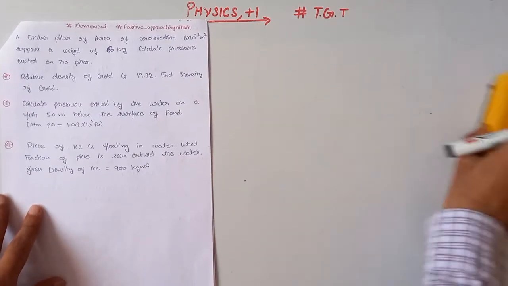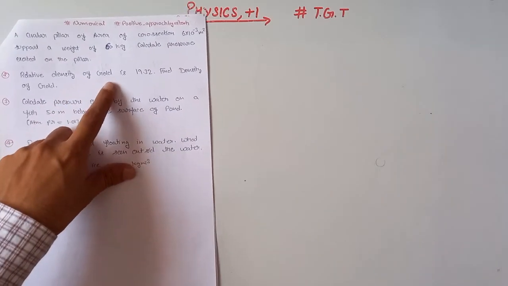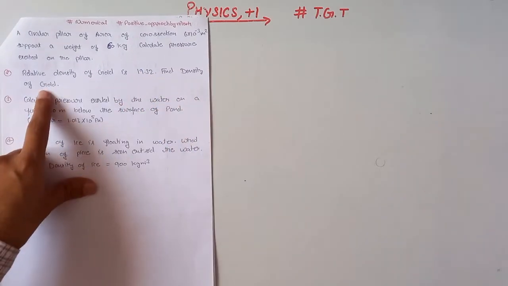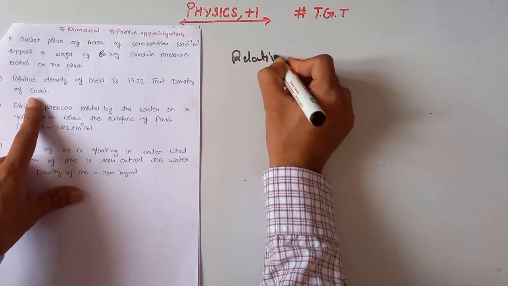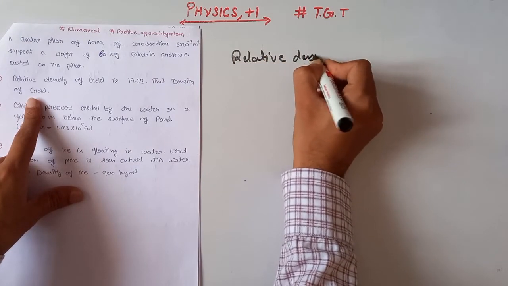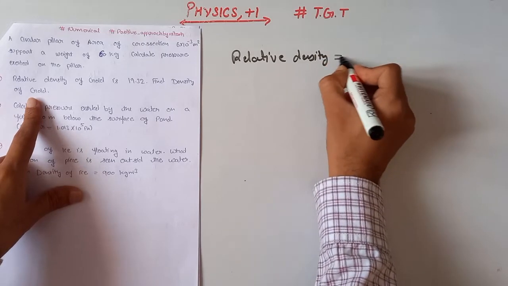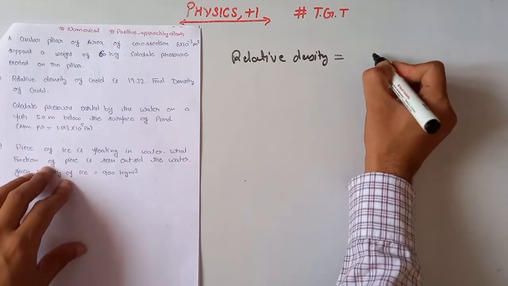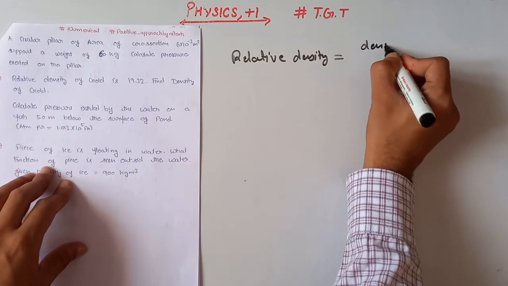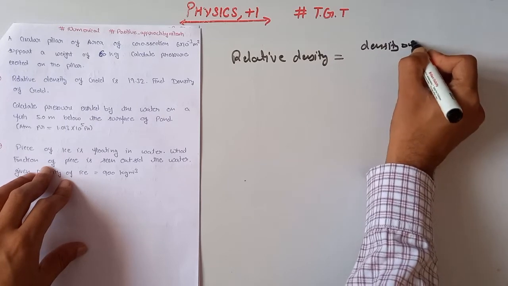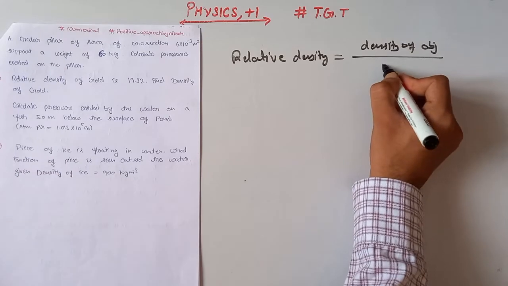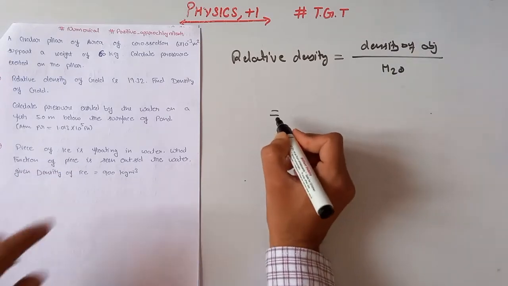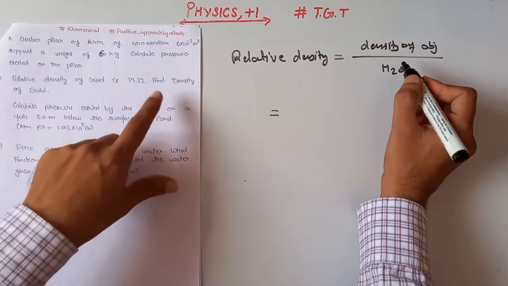Our second numerical: the relative density of gold is given. Find the density of the gold. We know the formula of relative density, as we discussed earlier: relative density is equal to the density of the object divided by the density of water. Given that, we have to calculate the density of the gold.